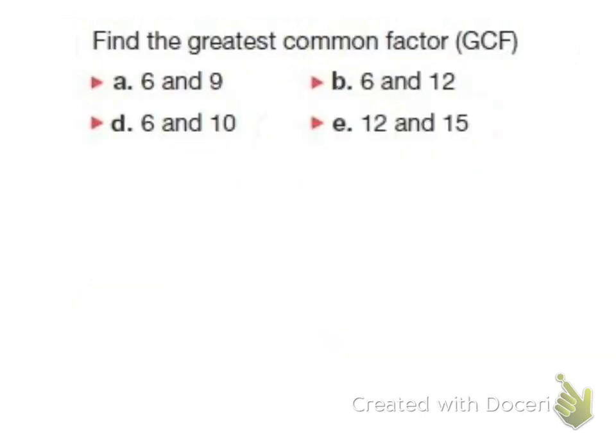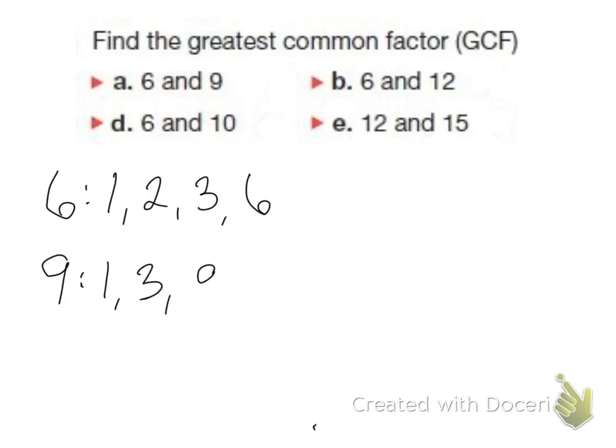Okay, let's find the greatest common factor of these numbers. 6 and 9. The factors of 6 are 1, 2, 3, and 6. The factors of 9 are 1, 3, and 9. So the greatest common factor of 6 and 9 is 3.